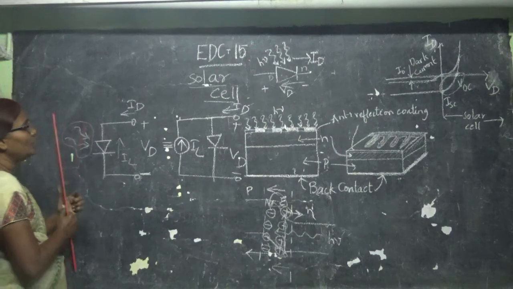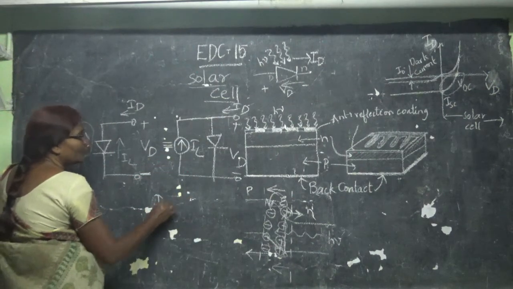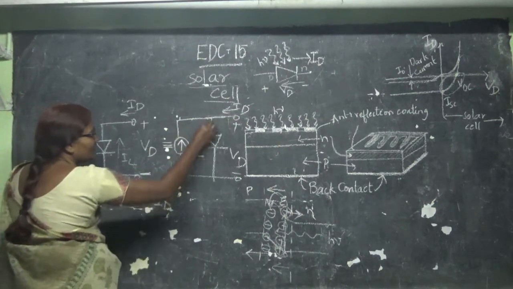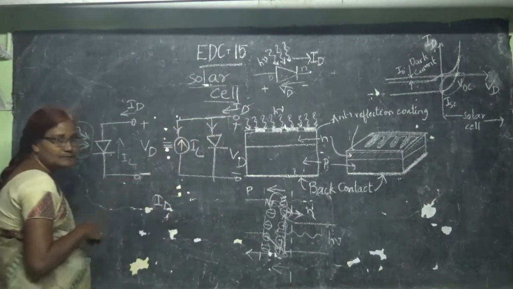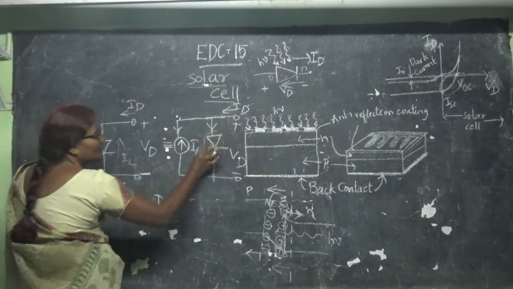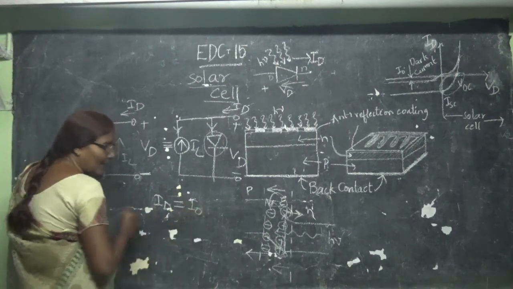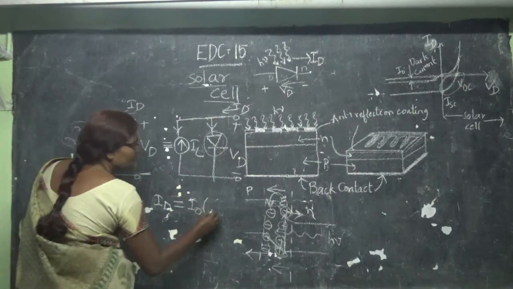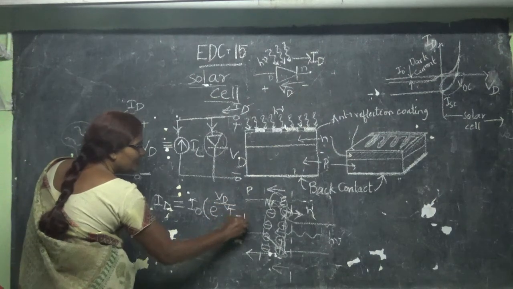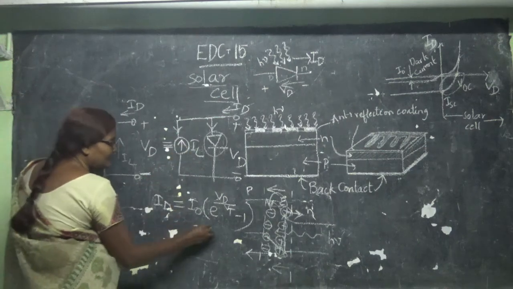So now what is my ID? My ID is the current flowing from this direction. So my current ID is nothing but this current plus this current. ID is the diode current. And what is the diode current? Diode current I0 into e to the power of Vd by Vt minus 1. And what is my IL? Minus IL.